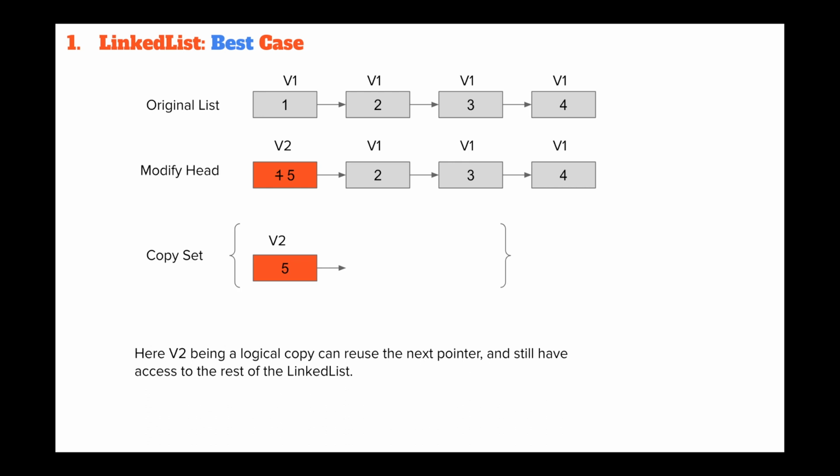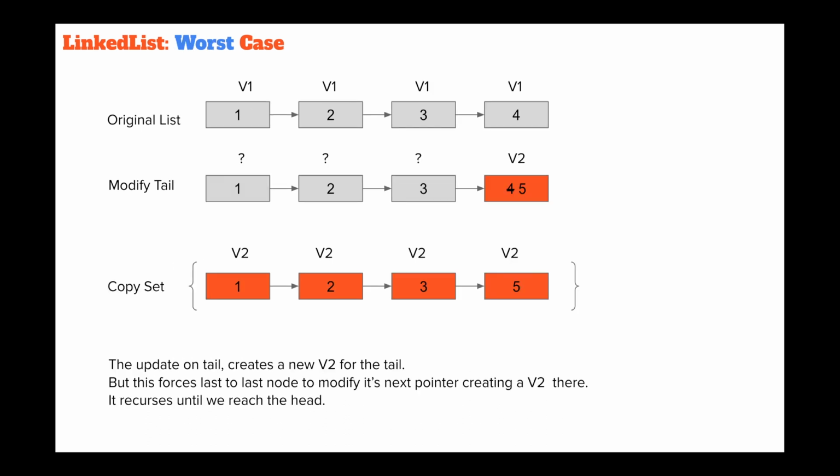So here you can see that the copy set is just the head node rather than the whole data structure. Effectively you're only copying the node which you are going to modify. That's the best case scenario. But let's see the worst case scenario.